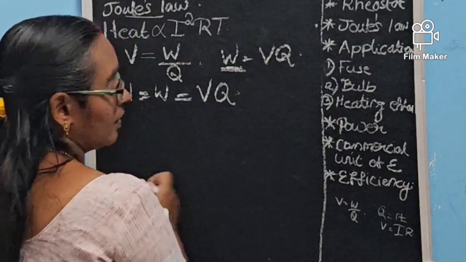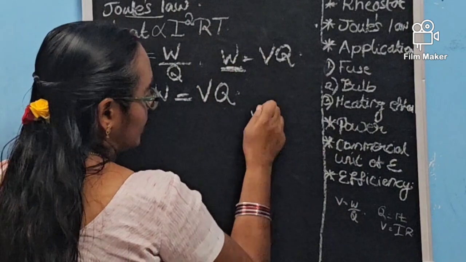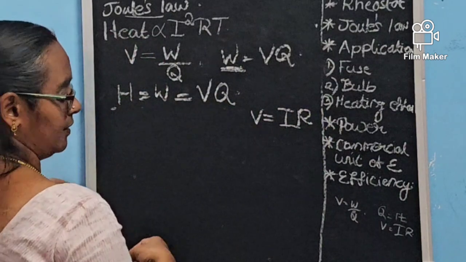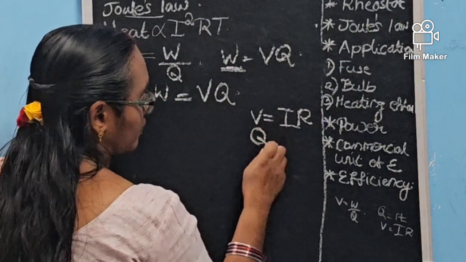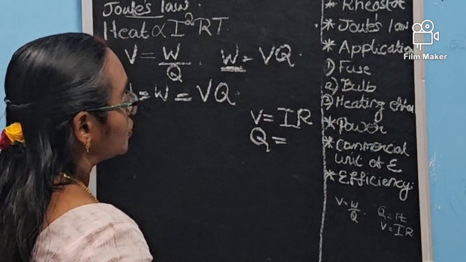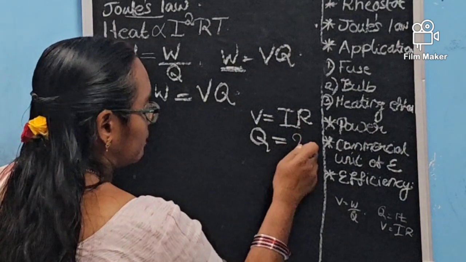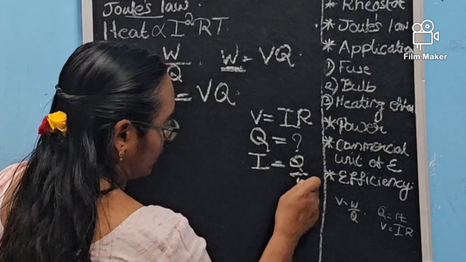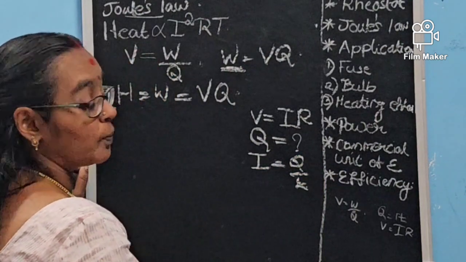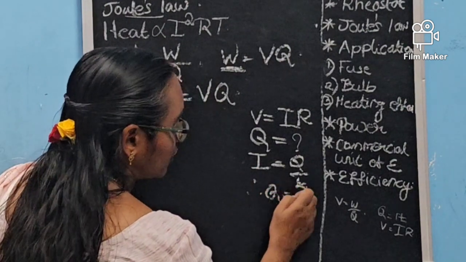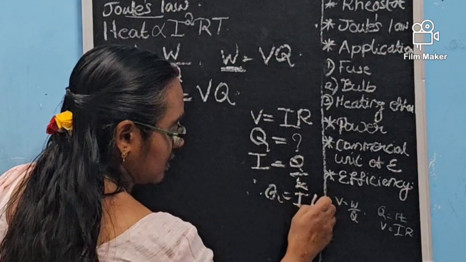We know Ohm's law states that V is equal to IR, isn't it? V is equal to IR. Then Q is equal to what? Is there any relation for Q? We don't know directly, but we know I is equal to Q by T. Therefore, Q is equal to IT, isn't it?